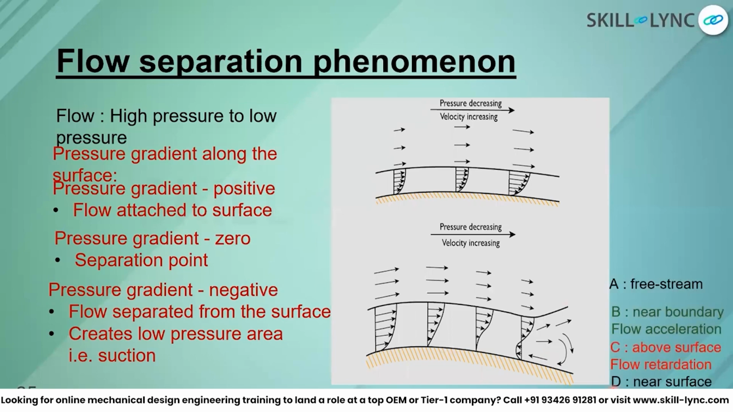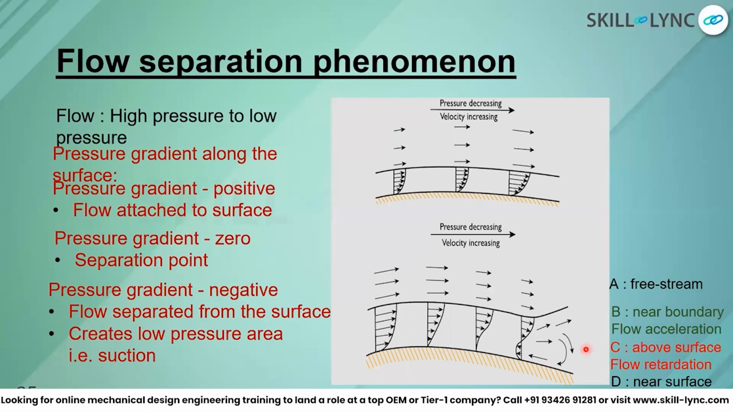If we see the D point, which is near the surface, and the C point, just above the surface, and the B point, somewhere near the boundary, and A is the free stream over here. We can see at the C point the flow is retarding, and at the B point the flow is accelerating, because it has to follow the conservation law. In fact, Bernoulli's principle is not applicable when flow separation is happening.